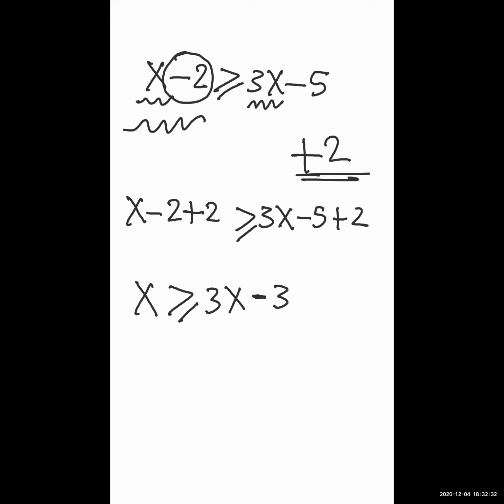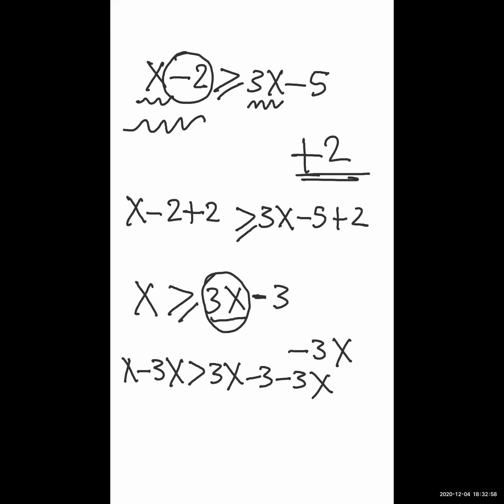Now, guys, there is x and 3x. I want to remove one of them. So I will remove this 3x, or I can remove this x. In this case, I will subtract 3x. So x minus 3x greater than or equal to 3x minus 3 minus 3x. So now negative 3x with 3x cancel, and x minus 3x means negative 2x greater than or equal to negative 3.